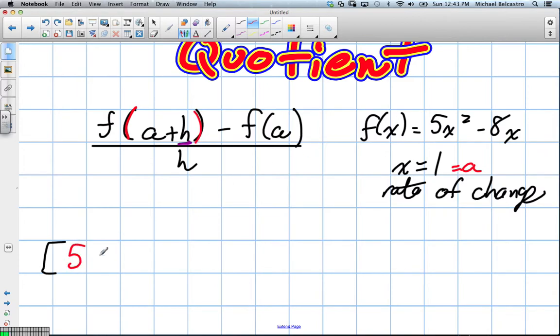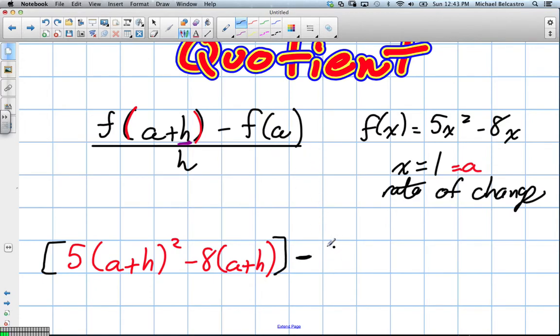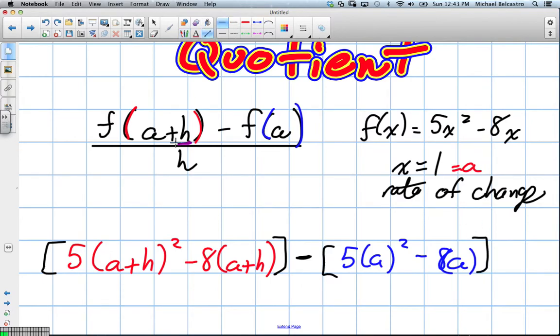This is 5, and we replace the x, the a, and the x is 1. So actually, first I'll just do a plus h, so you get used to this idea. Squared minus 8 times a plus h. That's the first part. The second part, brackets again, this is going to be this guy. We'll do him in blue, which is 5 times a squared minus 8 times a. And that's that part of the function. And then we divide it all by h.